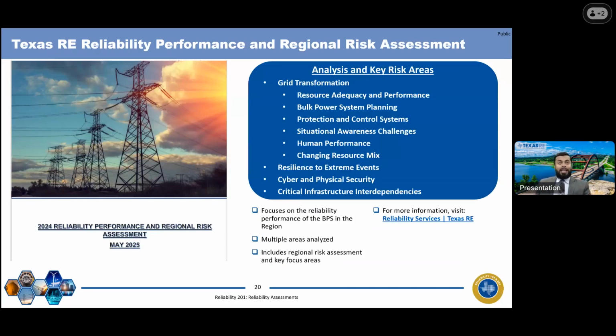The analysis and key areas of risks covered in the risk report include the following: grid transformation, resource adequacy and performance, bulk power system planning, protection and control systems, situational awareness challenges, human performance, changing resource mix, resiliency to extreme events, cyber and physical security, and critical infrastructure interdependencies. For more information, please visit the Texas RE Reliability Services webpage.